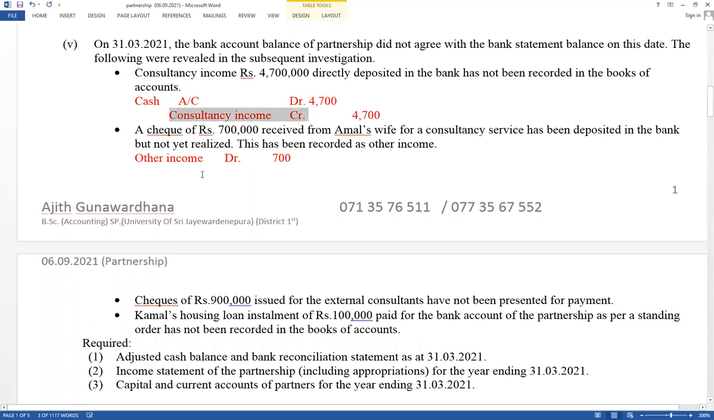Consultancy income account credit. That value should be considered as a consultancy income, value equals 700,000. Think double entry. As well as it is unrealized checks, therefore it should be included under bank reconciliation also. Other income debit means it should be deducted from other income, and it should be considered as a consultancy income. First one, recorded in the bank reconciliation statement.